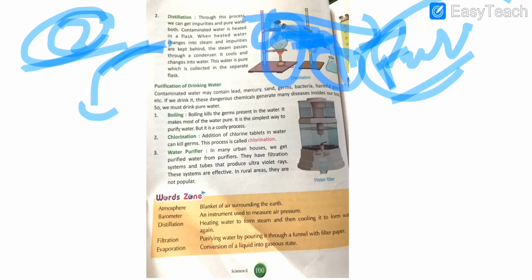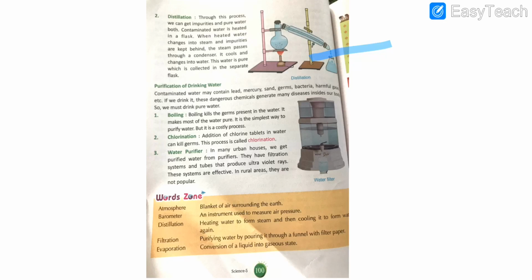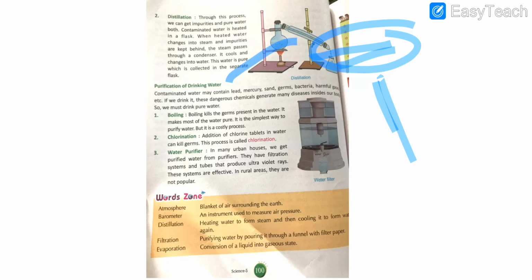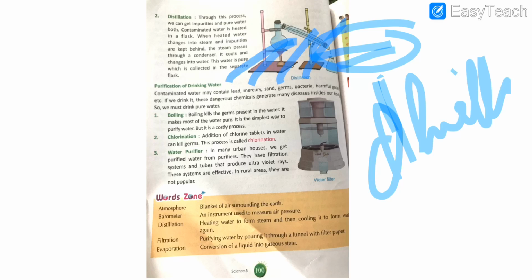Now students will see purification of drinking water. As we know, purification of drinking water is very much necessary because we can fall ill if we take polluted water or water that is unfit for our health. Contaminated water may contain mercury, germs, bacteria, etc. So if we drink it, it can have dangerous effects on our health. So it is very important to clean the drinking water.